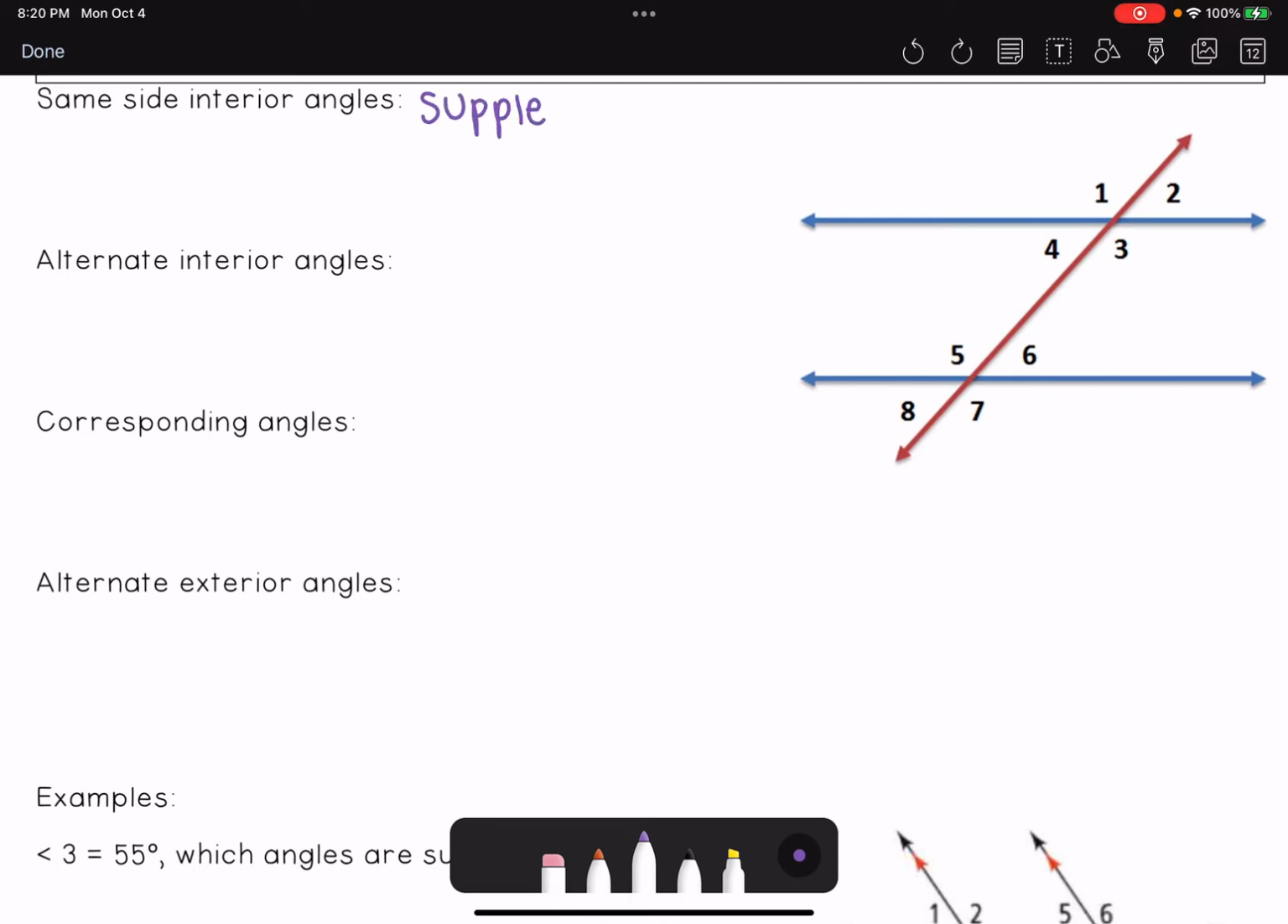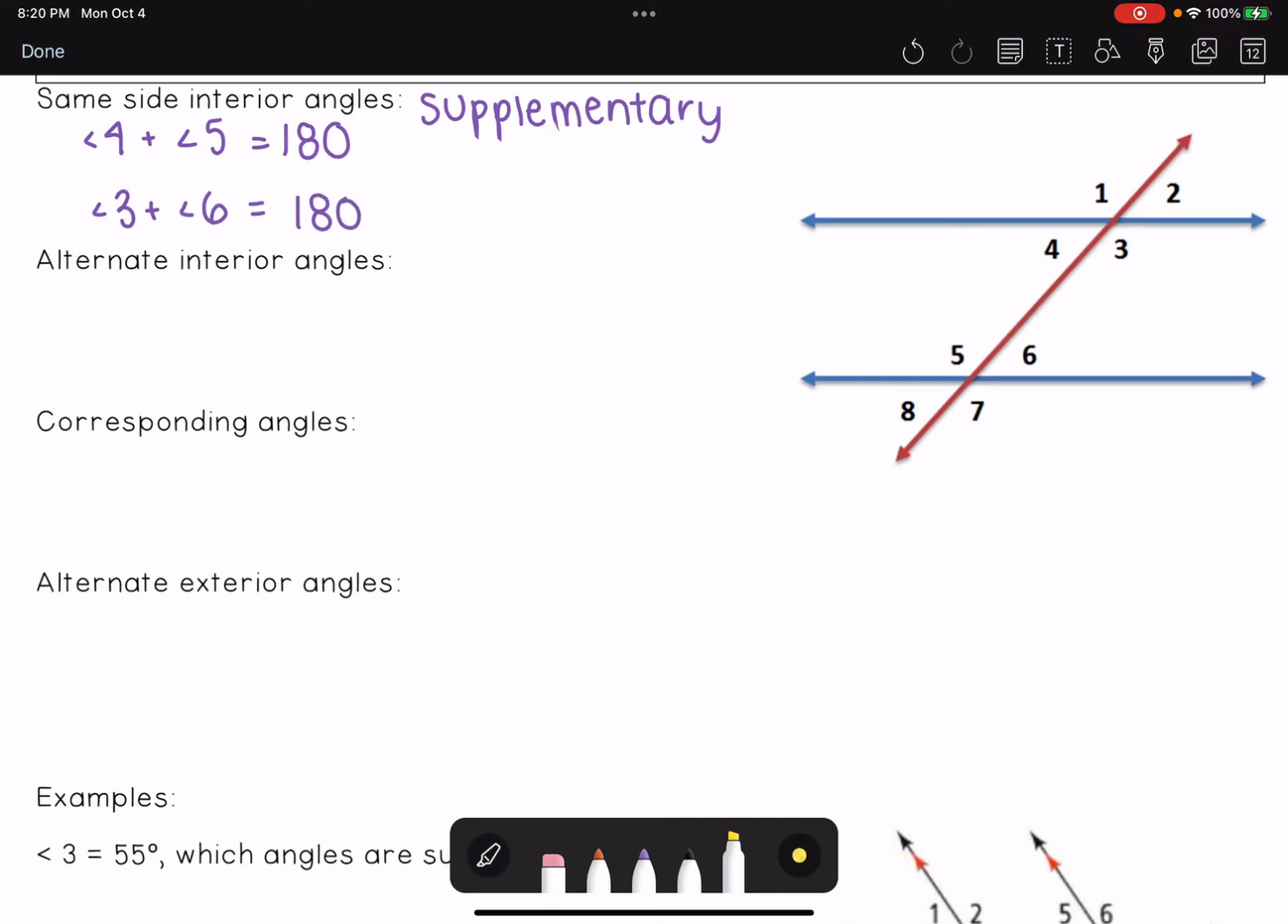So what that means is if we have 2 angles that we know are same side interior, we can add them together and set them equal to 180. Then we also have angle 3 and angle 6 are another pair of same side interior angles. So those ones added together are also 180 degrees.